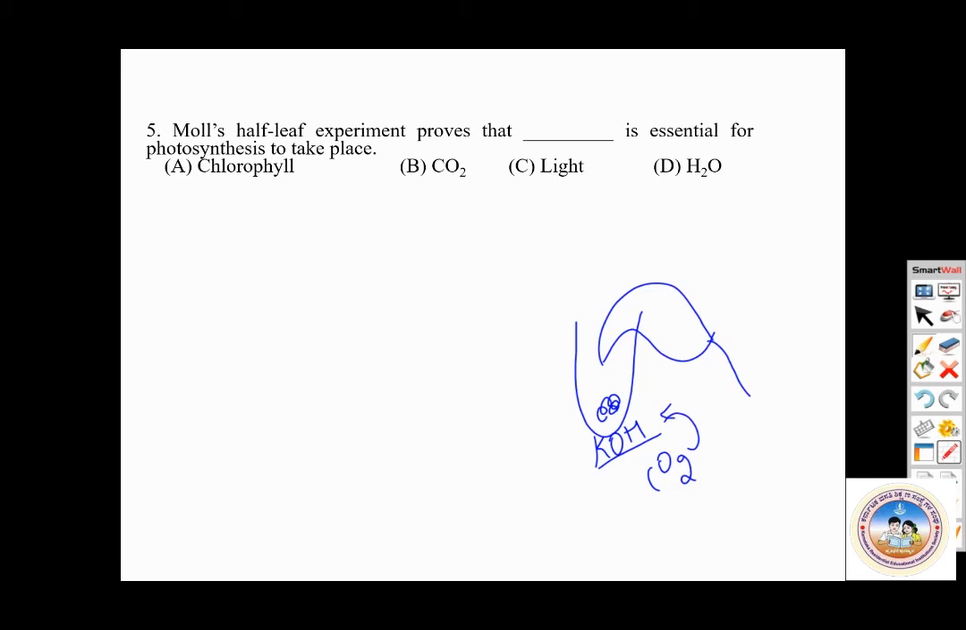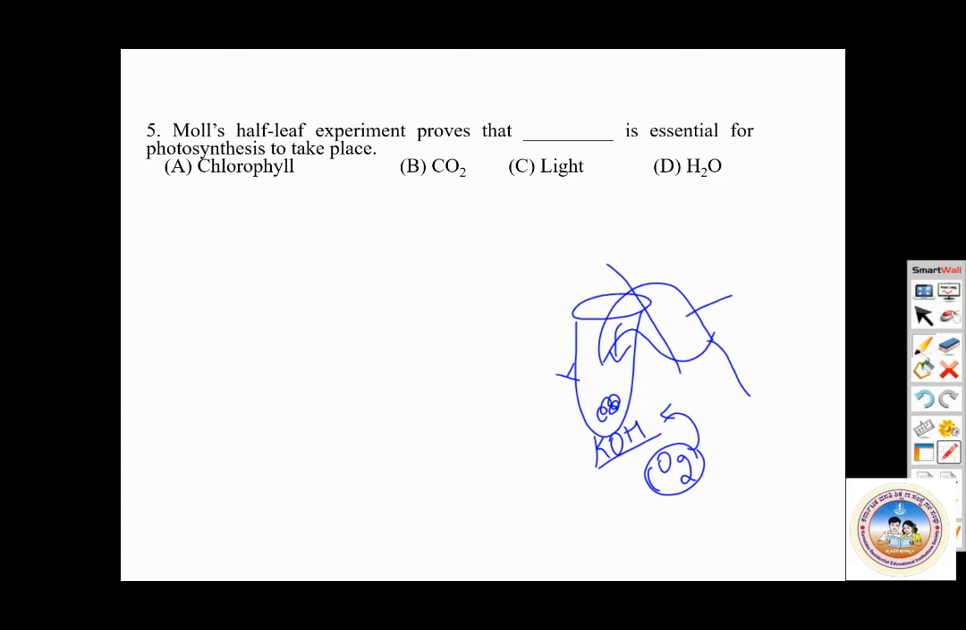So basically this part will be covered. Half the leaf will be exposed to the atmosphere, and half the leaf will be exposed inside. So inside, what has happened? There is no carbon dioxide. So obviously photosynthesis will not take place, because there is no carbon dioxide.